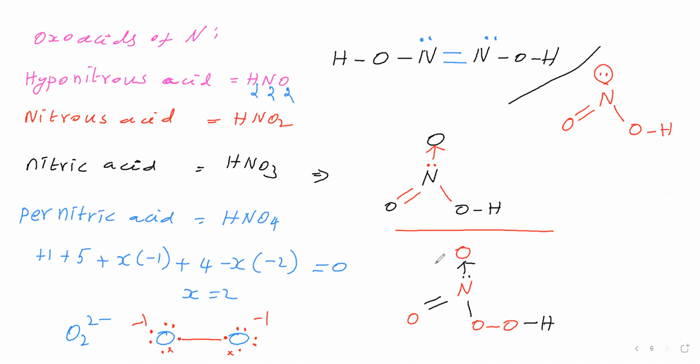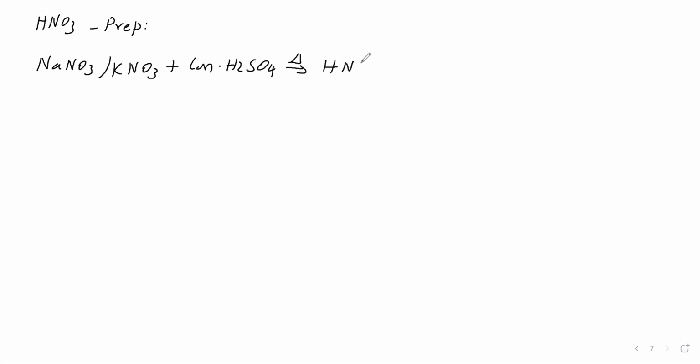Next we will go for nitric acid preparation. We will see nitric acid, its preparation, chemical properties and uses. Now how to prepare this? In the laboratory we will take sodium nitrate, otherwise potassium nitrate. That we will heat with concentrated sulfuric acid. What we will get is nitric acid, HNO3. Then we will get a salt, sodium or potassium bisulfate. Okay, it is a laboratory preparation.